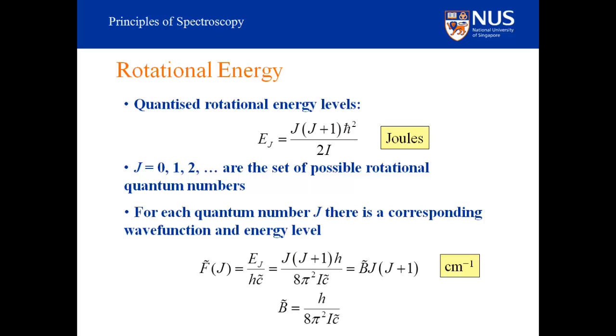The important thing to note with this solution is that for every quantum number j, there is a corresponding wave function and energy level. This is the same as we had for the particle in the box, where for every value of n, there was a corresponding wave function and energy level.